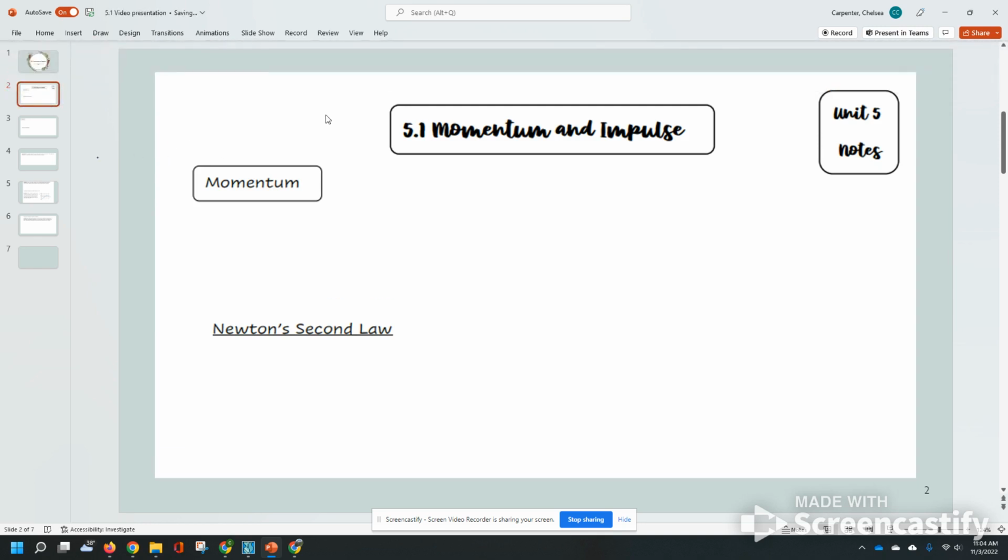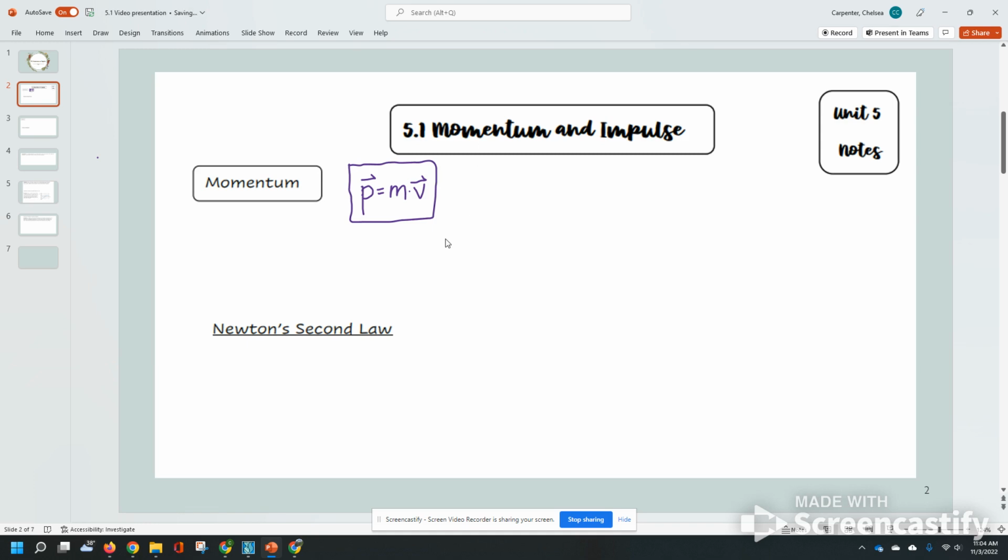First definition is going to be momentum, and I'm just going to give you a formula for that. So the symbol for momentum is a lowercase p, and it is equal to mass times velocity. And since we're dealing with vectors here, I'm going to give little vector symbols.